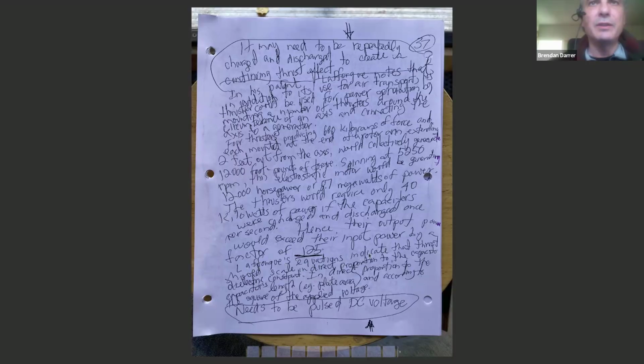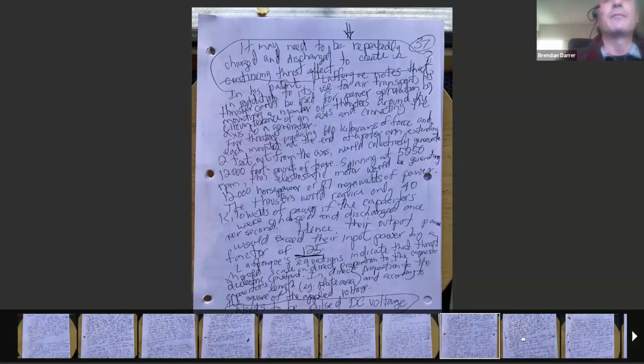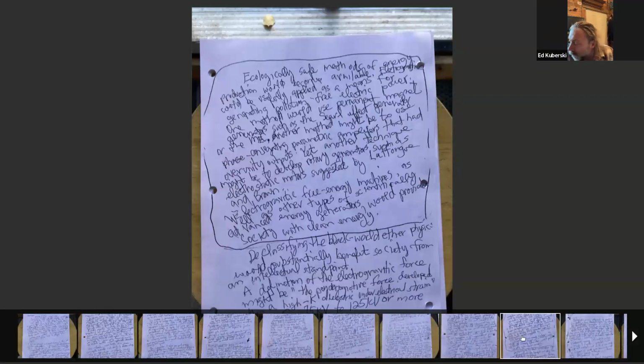LaForge's equations indicate that thrust would scale in direct proportion to the capacitor's dielectric constant, in direct proportion to the capacitor's length, e.g. plate area, and according to the square of the applied voltage. It needs to be a pulsed DC voltage. Very important.